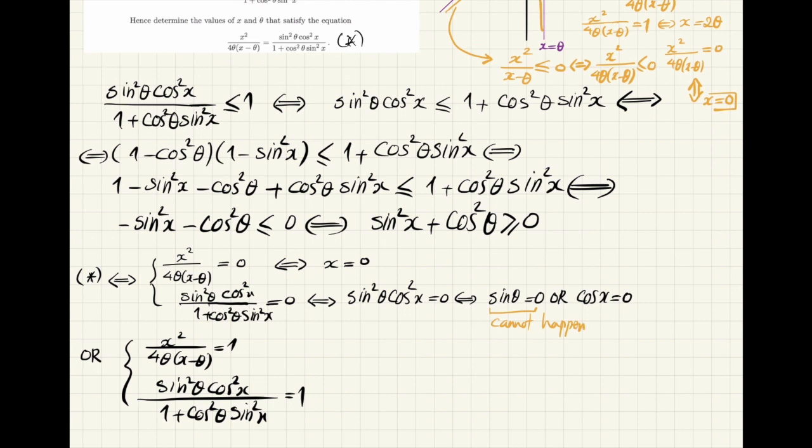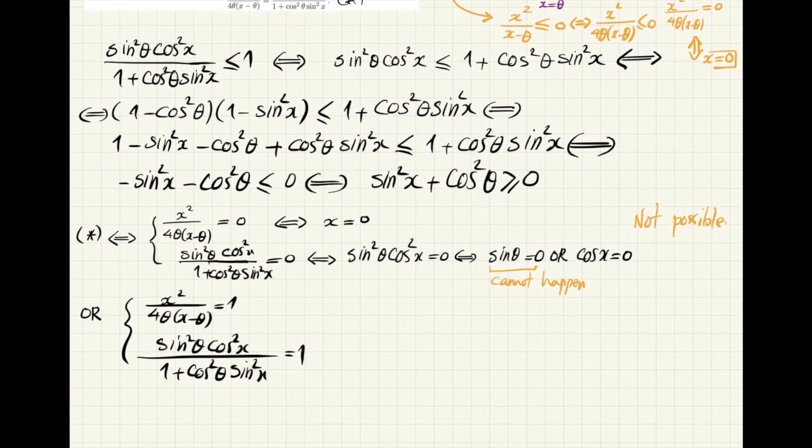And then this one and this one cannot happen simultaneously, because if x is equal to 0, then cosine has to be equal to 1, so it cannot be equal to 0. So it means that this star happens if and only if this happens or this happens. But the first one totally cannot happen, so I need to consider only this case. So I would say not possible here. Okay, so I need to only consider this situation.